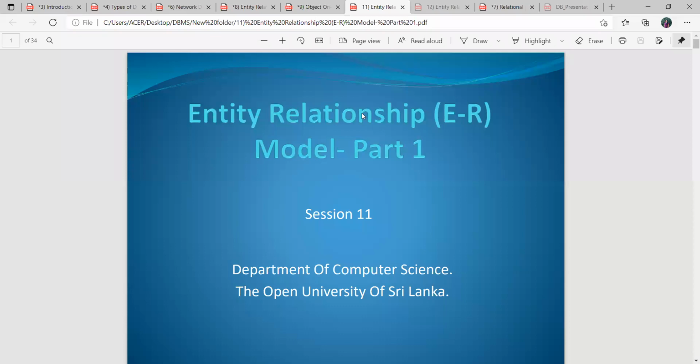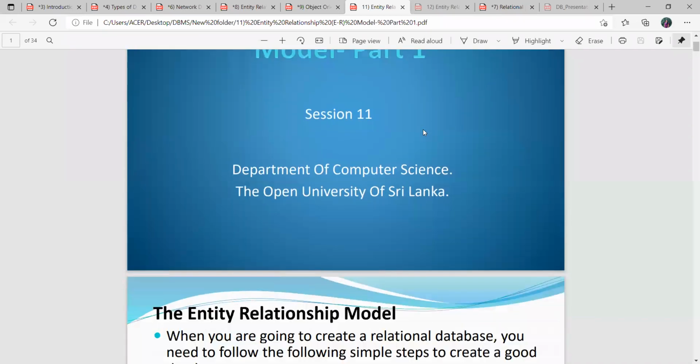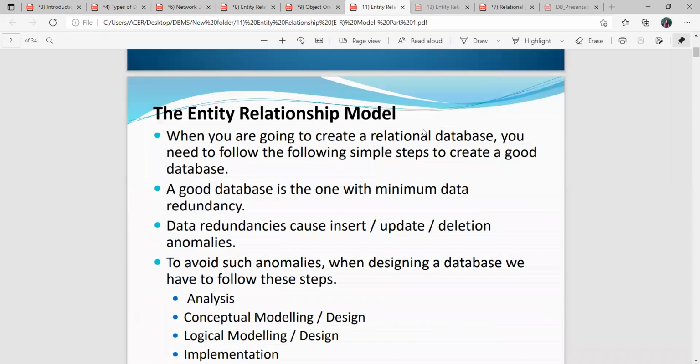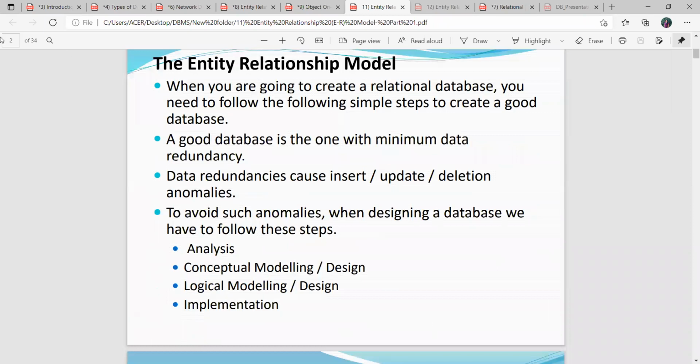Then let's discuss ER modeling. Before moving to the ER diagrams, let's discuss ER modeling. ER is the shortened form of entity relationship. We already discussed different types of models. This is lesson number 8, the entity relational model.